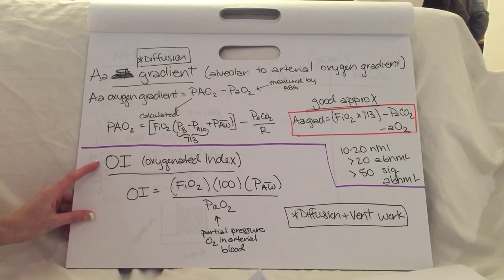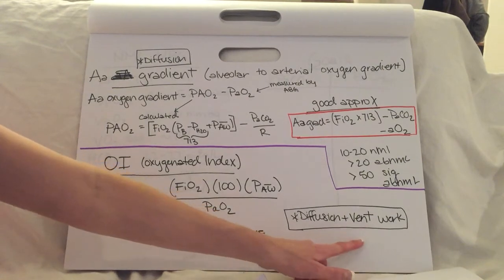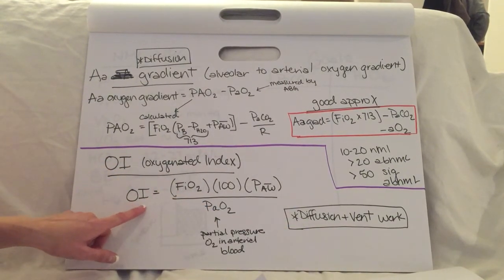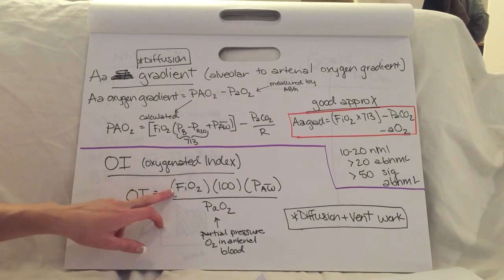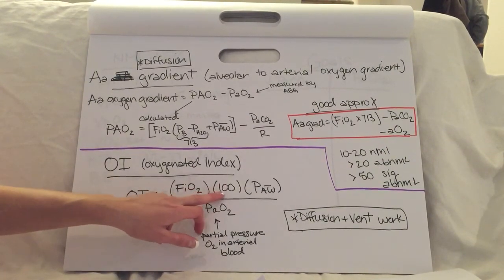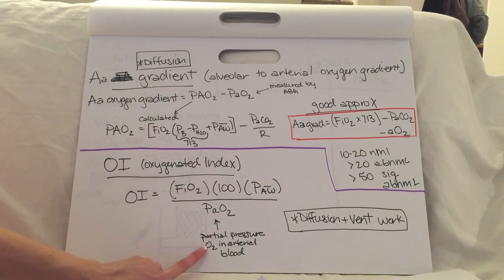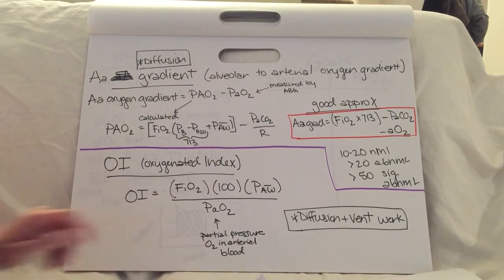The other equation that's helpful is the oxygenation index, which comments on diffusion and ventilator work. Your OI is calculated by your FiO2, your inspired O2, times 100 times your mean airway pressure, and you divide that by the partial pressure of O2 in arterial blood.